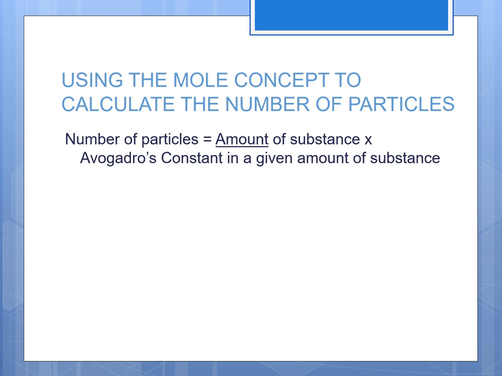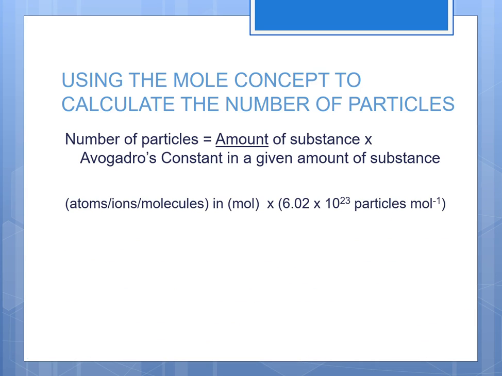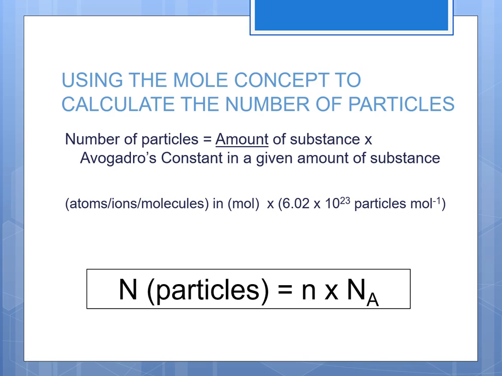Hopefully you remember that the number of particles is equal to the amount of substance in mole multiplied by Avogadro's constant. Essentially that means that the number of ions, molecules or otherwise is the number of mole multiplied by 6.02 times 10 to the 23, using this formula here.